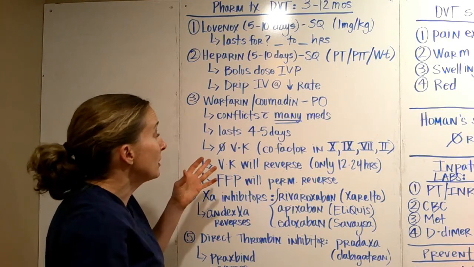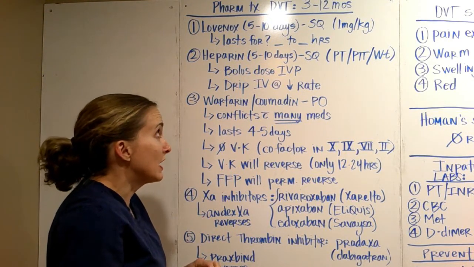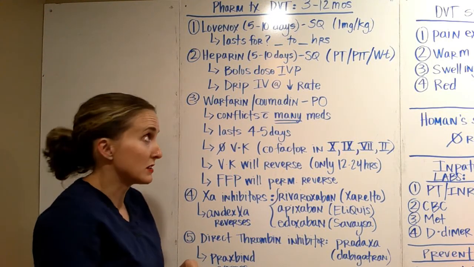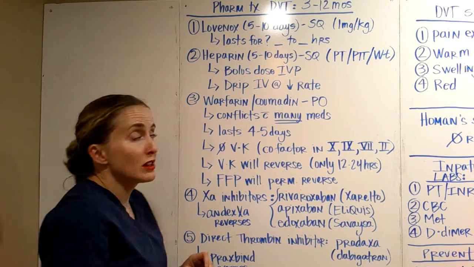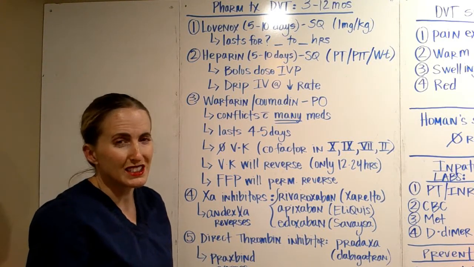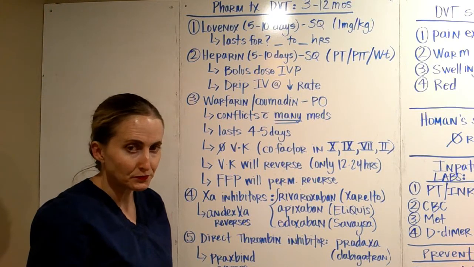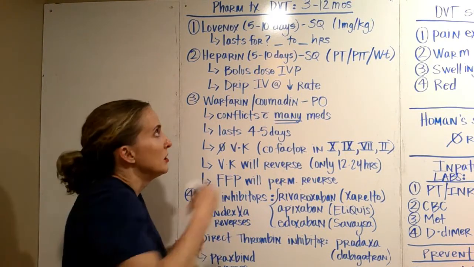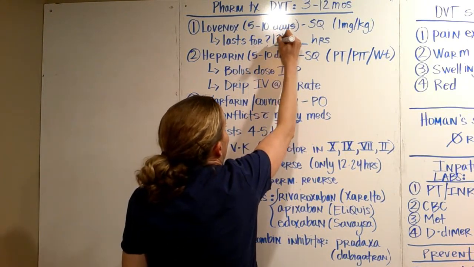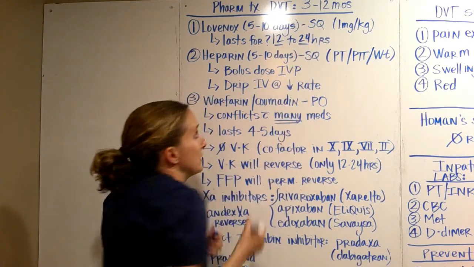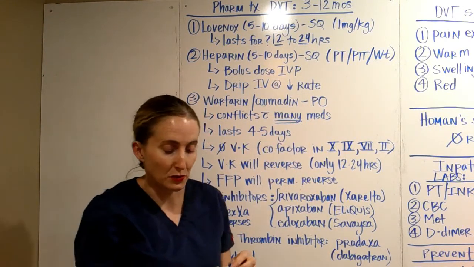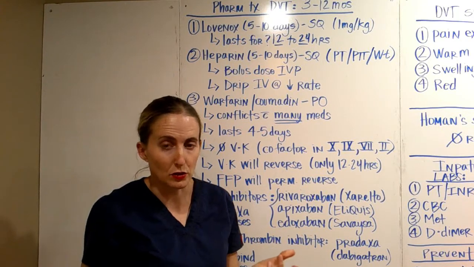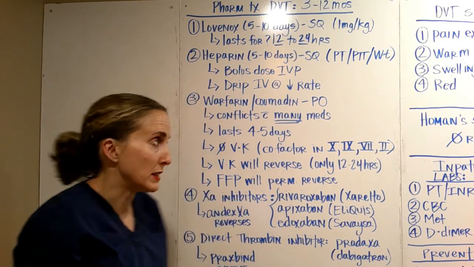Okay, so for treatment, usually for the first 5 to 10 days, we give Lovenox subcutaneously, so sub-Q. The advantage to Lovenox is that it can be undone relatively quickly, right? Because it only lasts for 12 to 24 hours at the most. So that's why you'll see it being given BID or Q day. So you might see it being given twice a day or once a day.